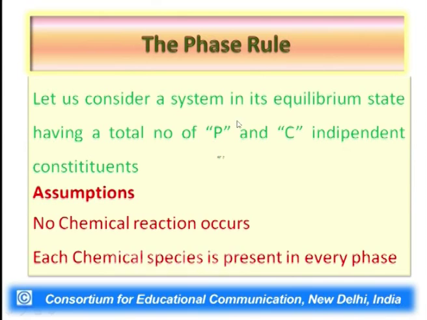So, now let us derive the phase rule for such a non-reactive system first. Let us consider a system in its equilibrium state which has P number of phases and C number of independent chemical constituents. So, it means there are P phases and C independent chemical constituents. For the purpose of derivation of the phase rule, we will make two assumptions. One is that no chemical reaction occurs. We have already considered that we are going to derive the phase rule for a non-reactive system. The second assumption is that each chemical species is present in each and every phase. It means all the C independent chemical constituents are present in each phase that is present in the system.